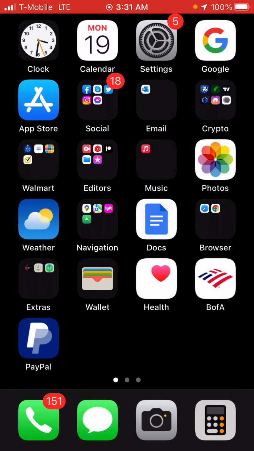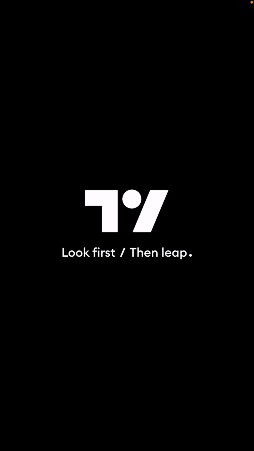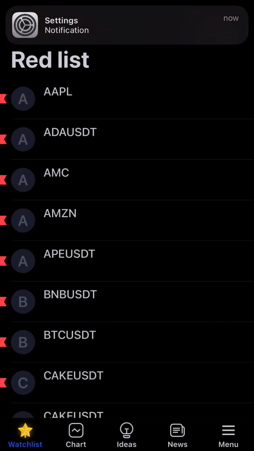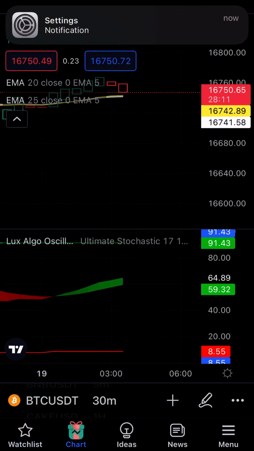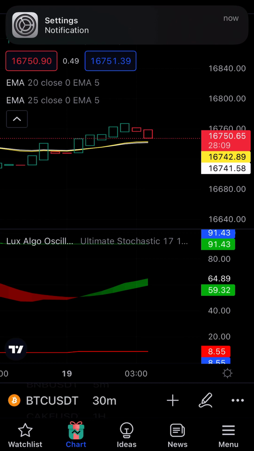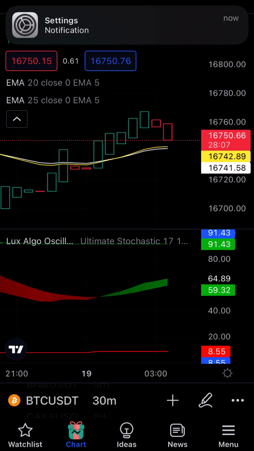Yesterday I talked about the oscillator from Lux Algo, and today I'm going to talk about the same thing, but how to use it for regular day trading with crypto. The strategy is very similar to what I talked about yesterday. The only difference is yesterday I talked about using it with stock options.